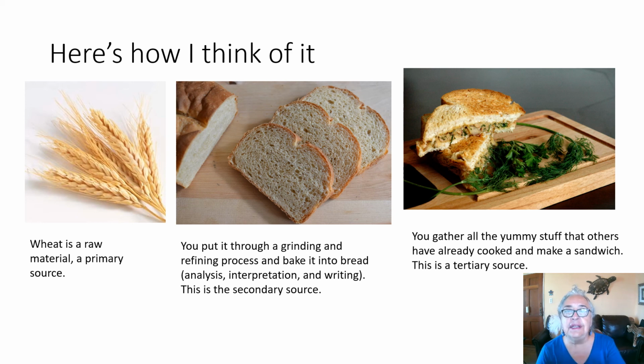So these are the three levels of sources that historians use. Primary sources, which are the raw materials, secondary sources that are primary sources that have been analyzed, interpreted, and written about, and then tertiary sources that take what other people say and create typically a textbook.